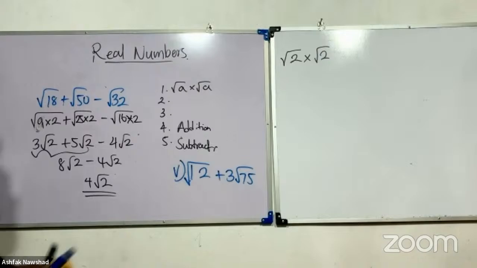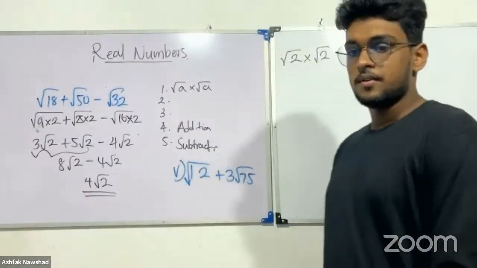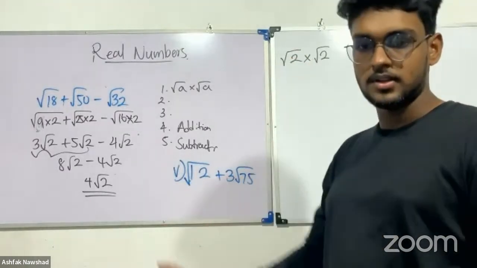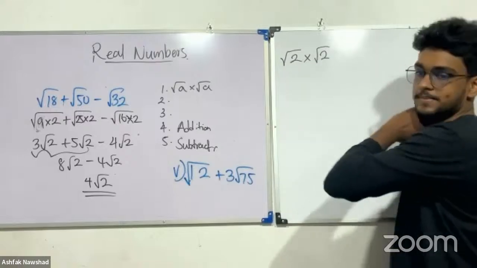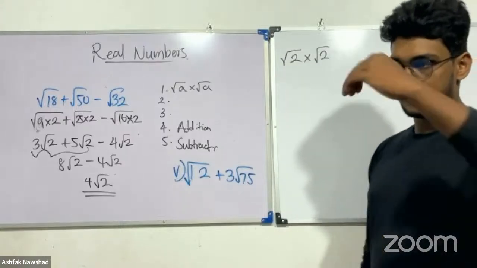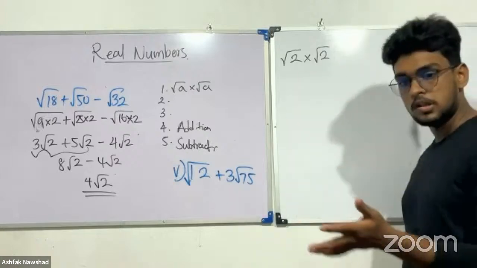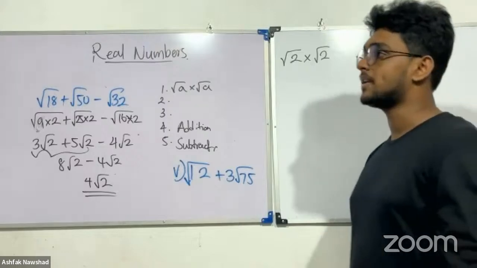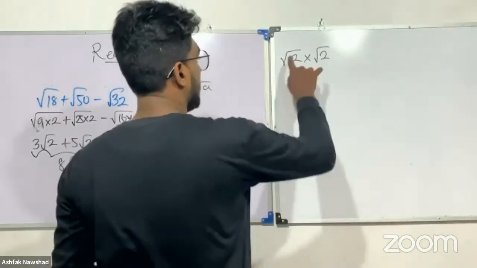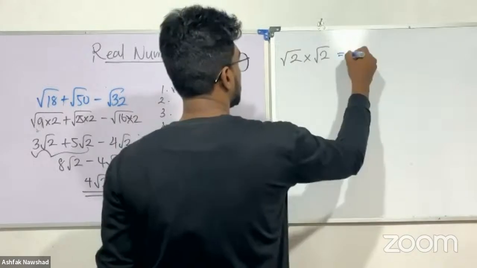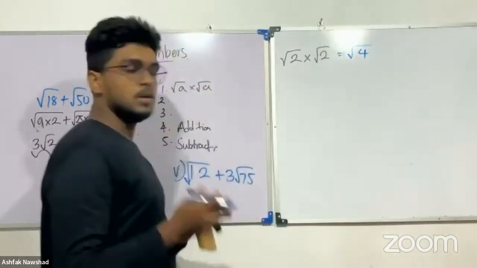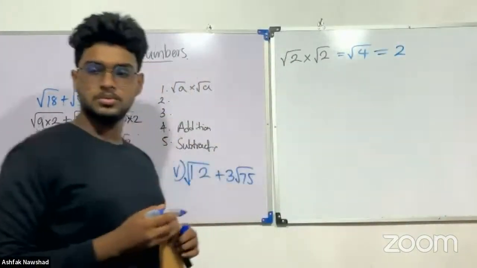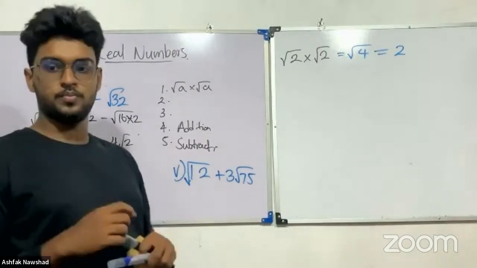Yeah, root 2 times root 2 is 2. We know we cannot add irrational numbers. Addition is prohibited. But we can multiply. In real numbers, in the true or false questions, we learned that if you multiply two irrational numbers, sometimes the answer could be rational. So we can multiply. 2 times 2 is 4, so basically this gives us root 4. The square root of 4 is 2.